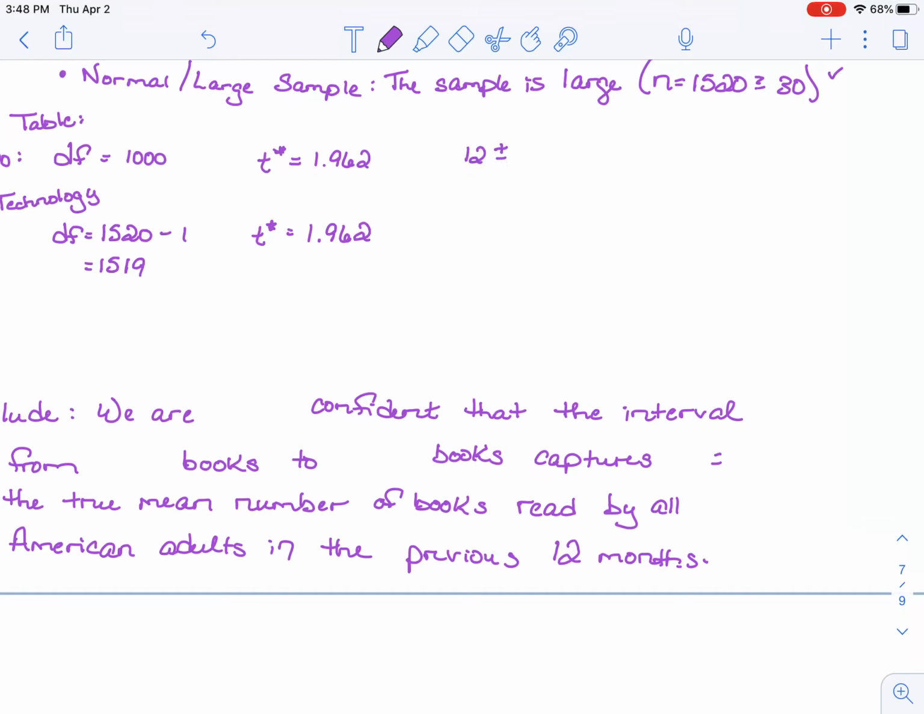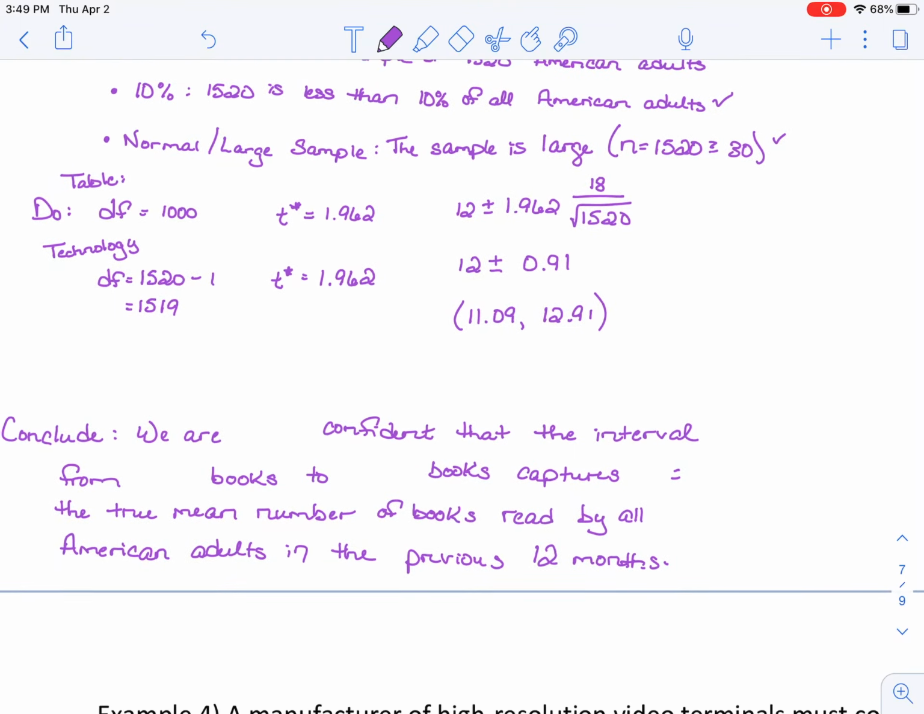So now I'm going to take that formula. I'm going to take x bar, the sample mean, and we're going to add and subtract to it 1.962 of our standard errors. And the standard error is the standard deviation of our sample divided by the square root of our sample size, which means this 12 will have about 0.91 added and subtracted to it. So my interval is 11.09 to 12.91. Quick side note about this distribution.